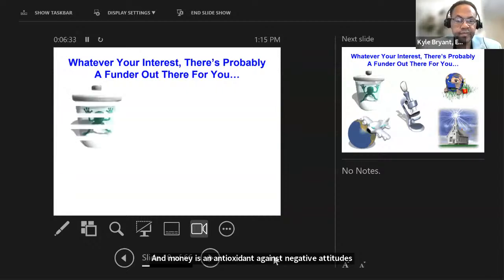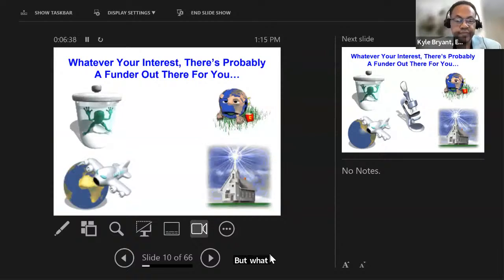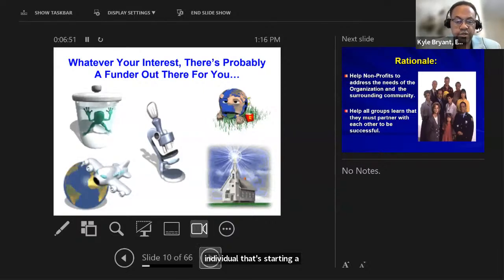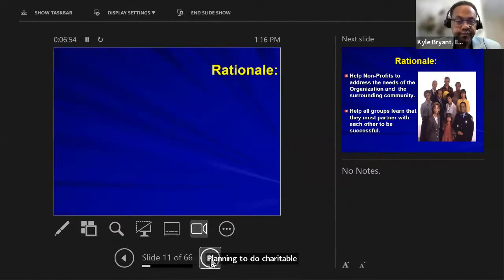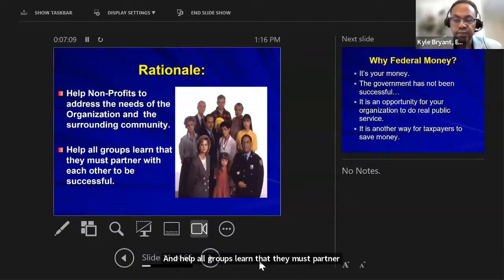But whatever your interests are, there's probably a funder out there for you, as I mentioned before. Whether you're an educator, or you represent a faith-based institution, or you're just an individual starting a nonprofit and planning to do charitable work in your community. The rationale for applying for grants is to help nonprofits address the needs of the organization and the surrounding community, and to help all groups learn that they must partner with each other in order to be successful.